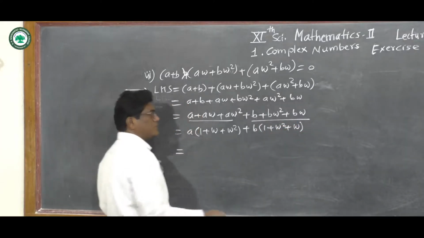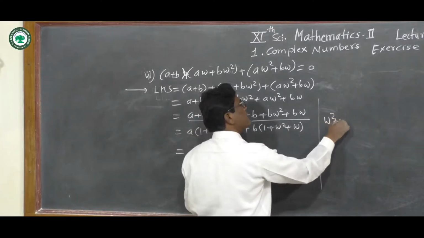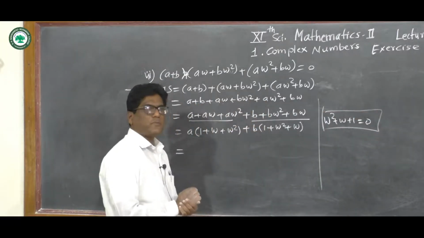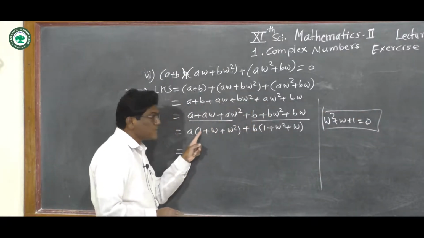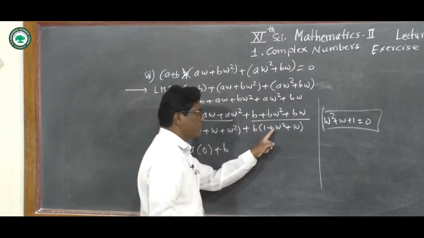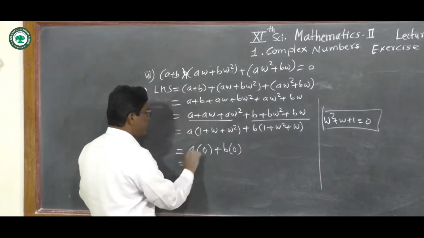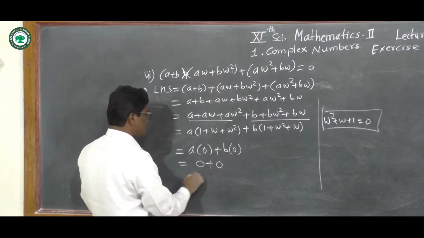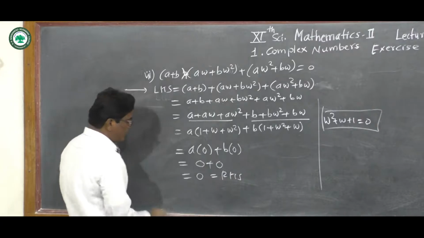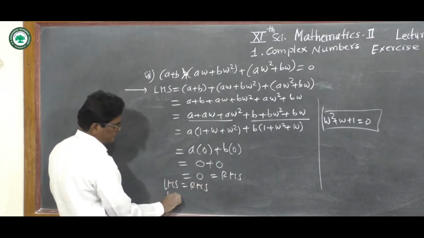So it is equal to, since we know that omega is a complex cube root of unity, omega square plus omega plus 1 is equal to 0. Important formula. So A into 0 plus B, as it is, 1 plus omega square plus omega, it is also 0. So B into 0. A into 0 is 0, plus B into 0 is 0, 0 plus 0 is equal to 0, which is nothing but the RHS. Hence LHS is equal to RHS. Hence proved.